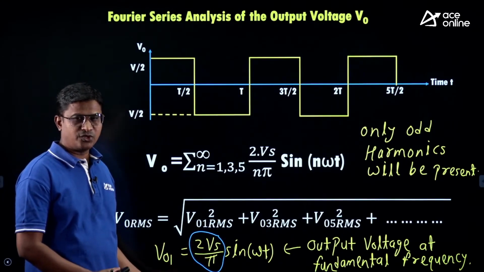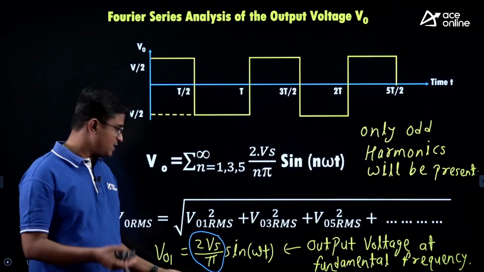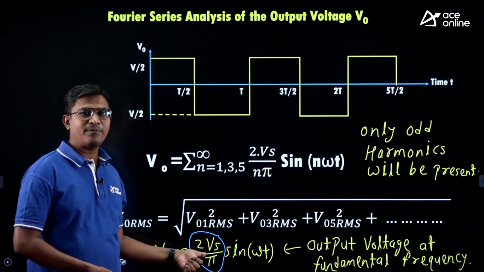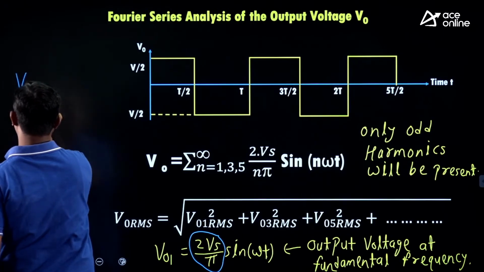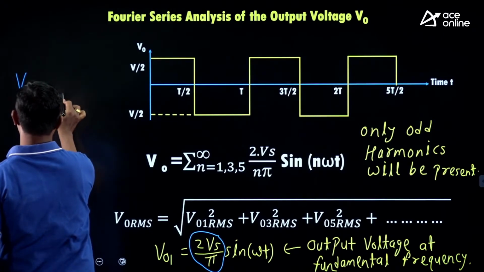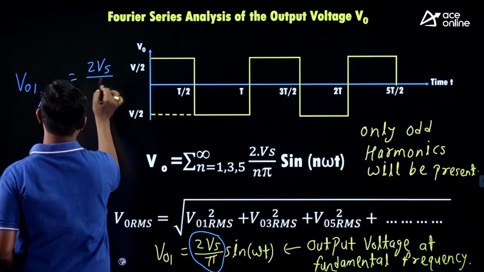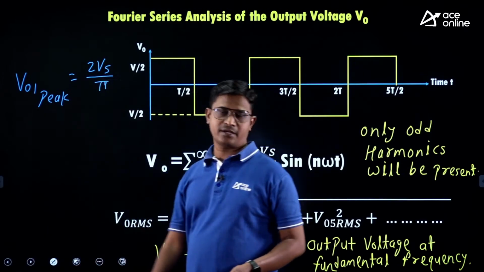We know V equal to Vm into sine of omega t. That Vm means peak value, right? So similarly here, before sine we have this 2 Vs by pi. So can I write the peak value of output voltage at fundamental frequency, that is V01 peak, which is equal to 2 Vs by pi.